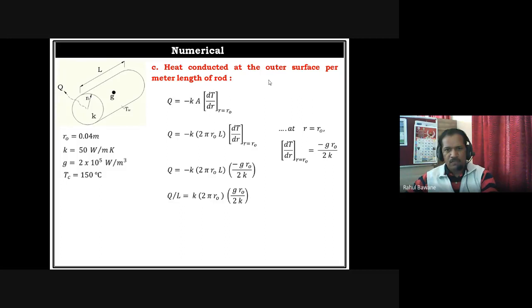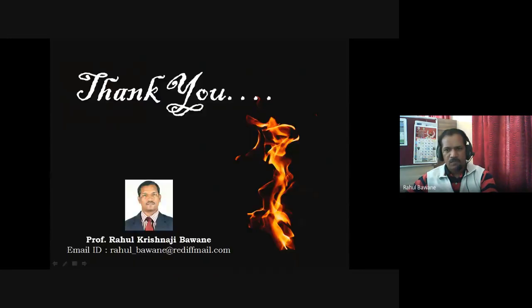They asked to find Q by L, so we shift the L term to the left-hand side. So it becomes Q by L equals k 2 pi r0 g r0 upon 2k. You can either simplify this further or put in the numerical values. So we will get Q by L equal to 1005.3 watt per meter. This is the answer for our last portion.